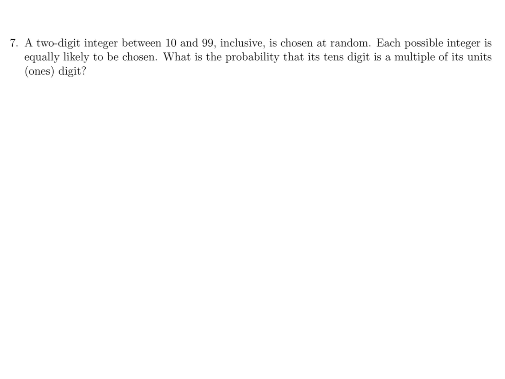A two-digit integer between 10 and 99 inclusive is chosen at random. Each possible integer is equally likely to be chosen. What is the probability that its tens digit is a multiple of its ones digit?